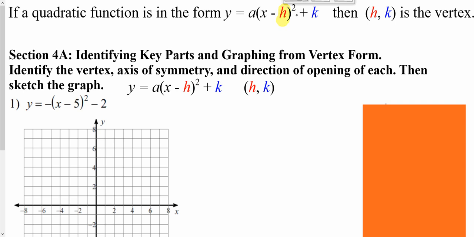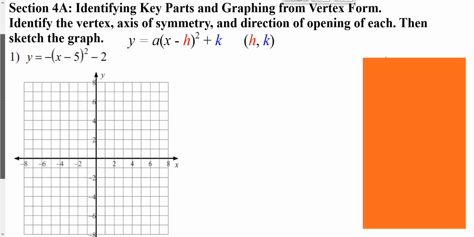Your h is the x-coordinate of the vertex, and your k is the y-coordinate of the vertex. Notice it's the opposite of what's on the inside of the parentheses, but the same as what's on the outside of the parentheses. So let's go ahead and down below identify our vertex.